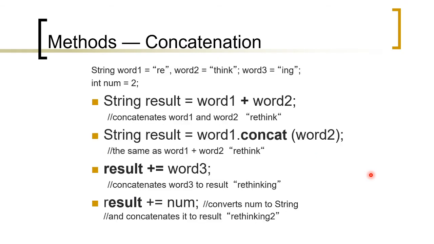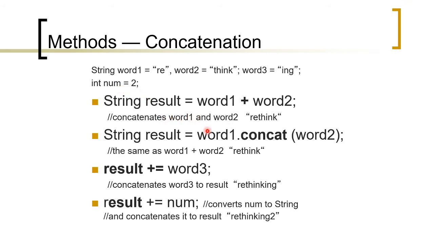So we do have string word1 equals "re", word2 equals "think", and then word3 equals "ing". This technique we call concatenation. When we say concatenation, we want to append one string literal to another string literal and then store it in another variable. So we do have three variables here, word1 is "re", word2 is "think", word3 is "ing", and then an integer variable num whose value is 2.